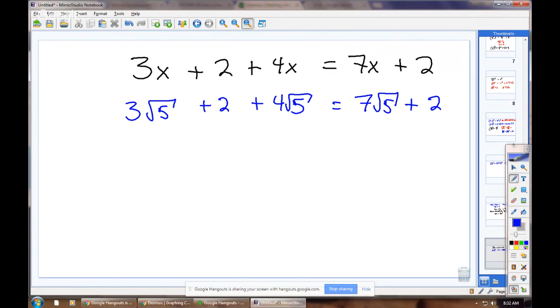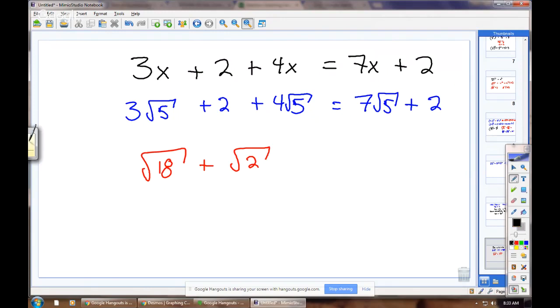Let me show you another kind of cool example. Consider the square root of 18 plus the square root of 2. At first glance, you'll say, I can't simplify that anymore without a calculator because those are different roots. But we've got a trick up our sleeves because we know that we can factor 18.